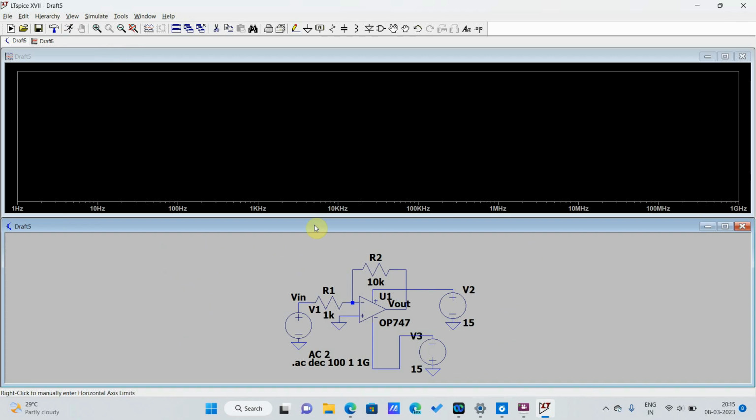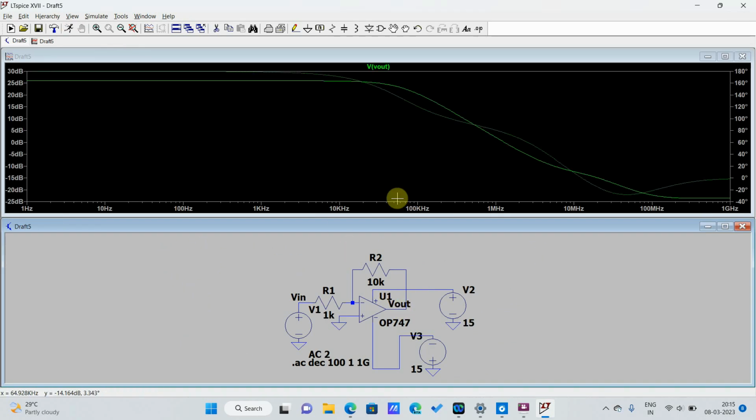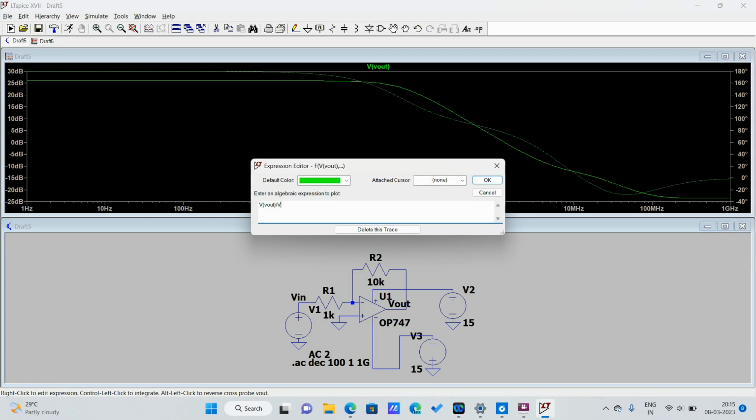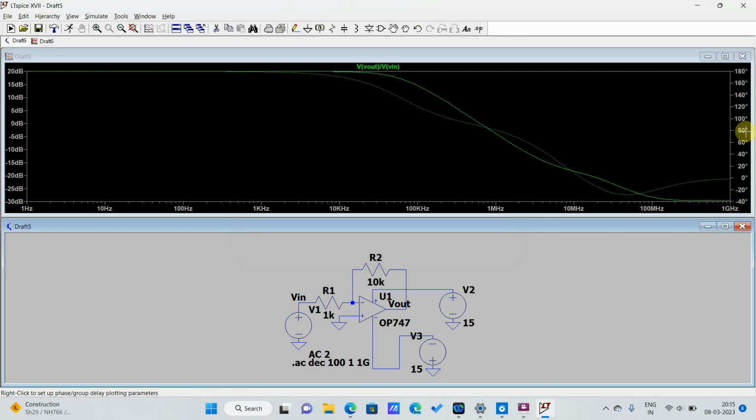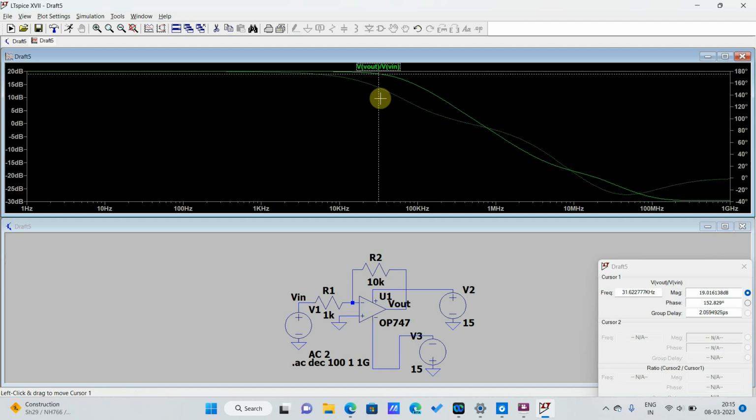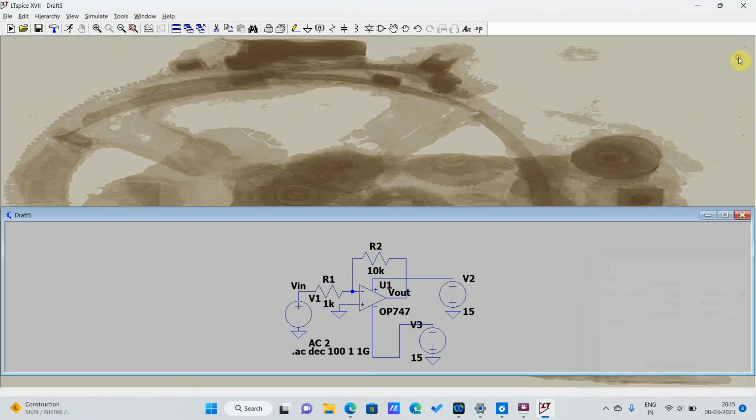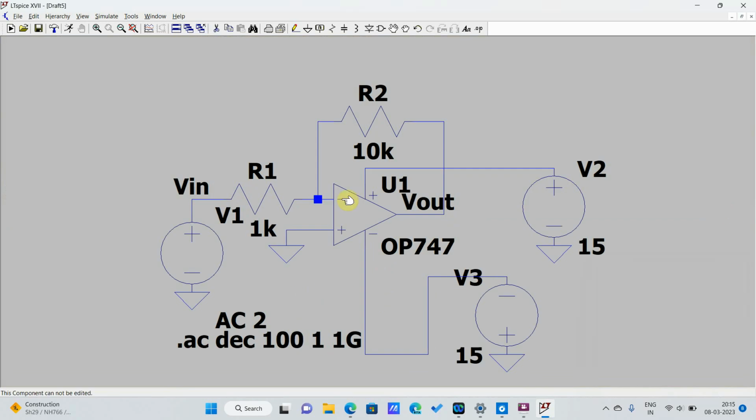So that is the frequency response. It is similar to that of a low pass filter. The gain remains constant up to almost 10 kilohertz, somewhere around near 20 kilohertz. After that it starts decreasing drastically. So now we'll also study the frequency response for a non-inverting amplifier.